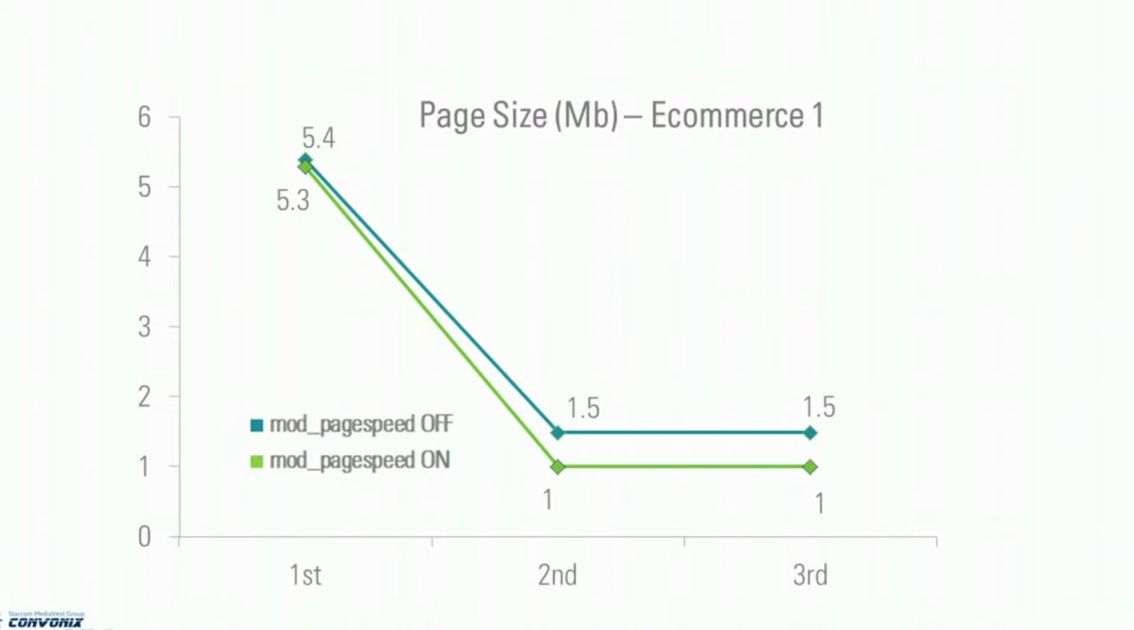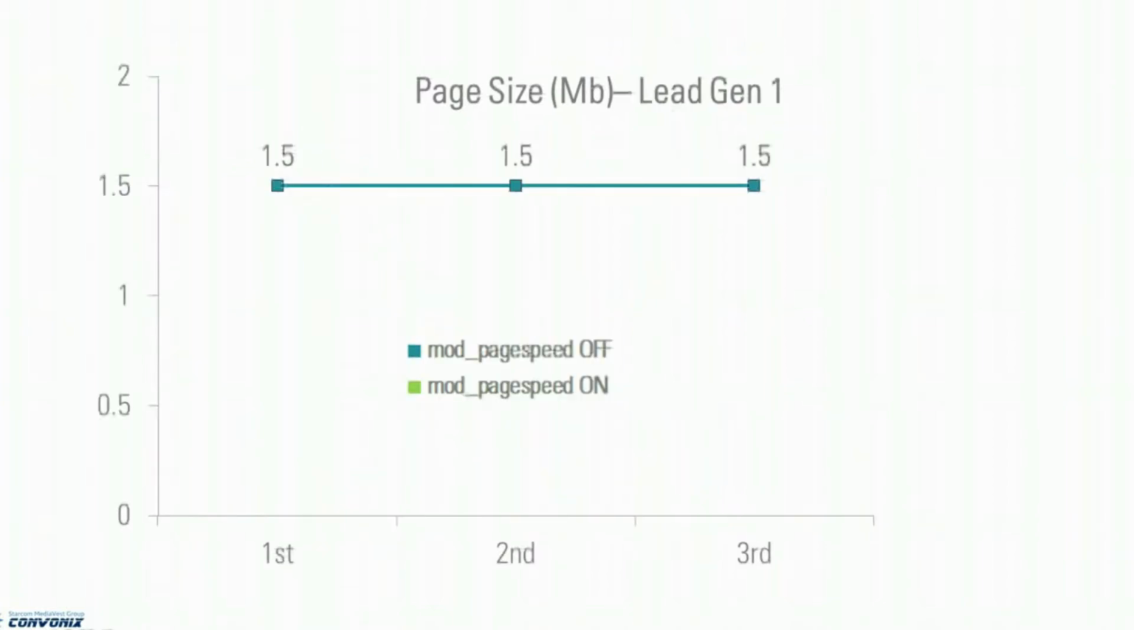As can be seen, the results with mod page speed on are not significant for the first run, but subsequent runs have shown a significant drop in the page size with mod page speed on. The Lead Gen 1 website was chosen for being a simple WordPress site with a lot of text-based content. Also, many pages have embedded YouTube and Vimeo videos. But as can clearly be seen, the results with mod page speed on or off are not much different.